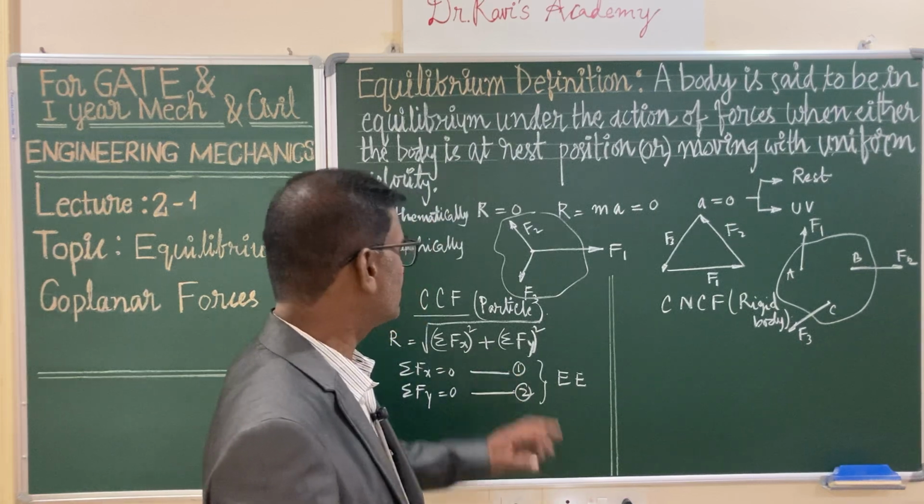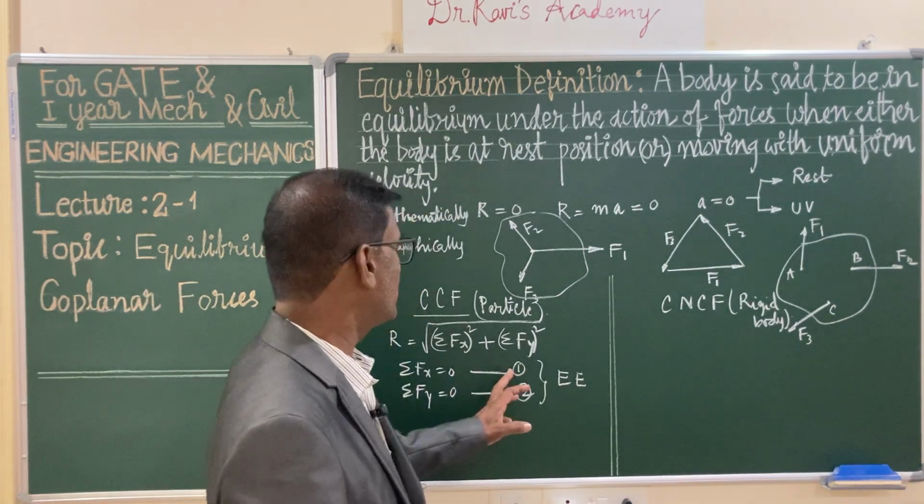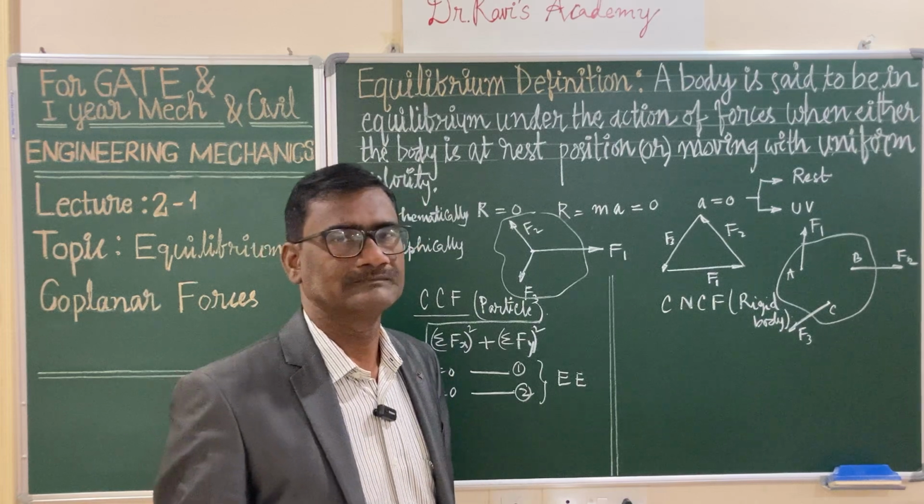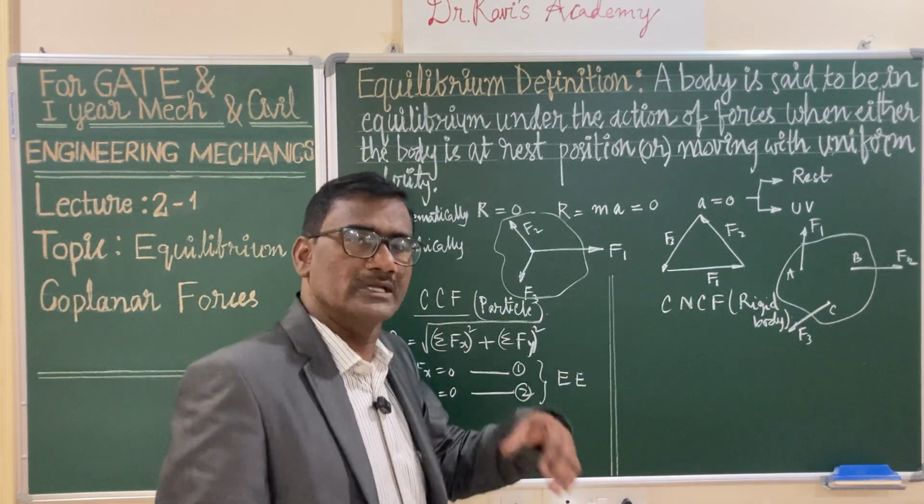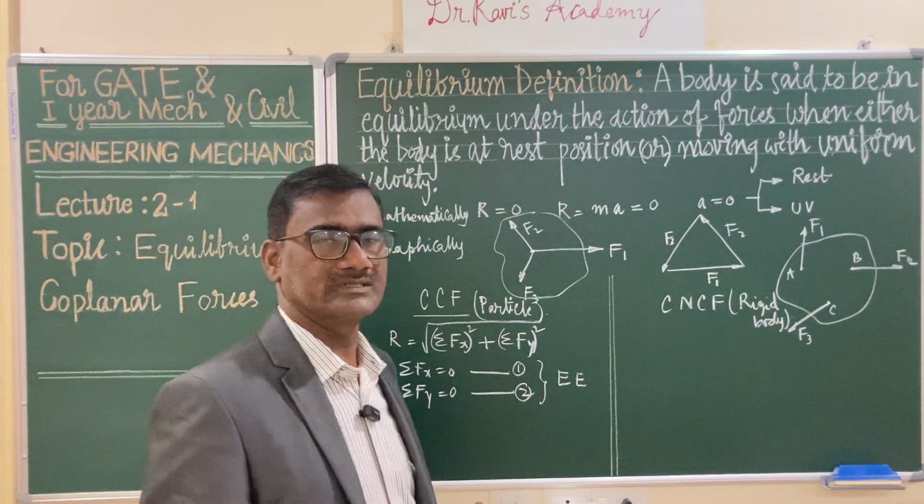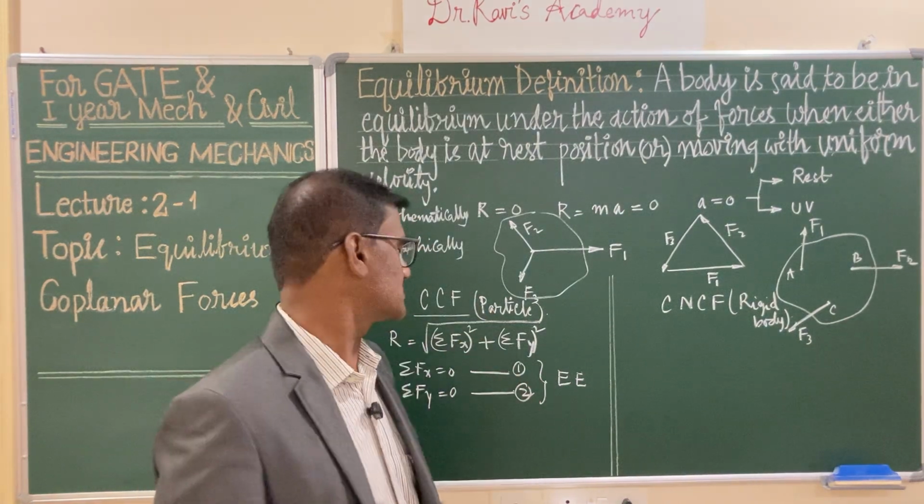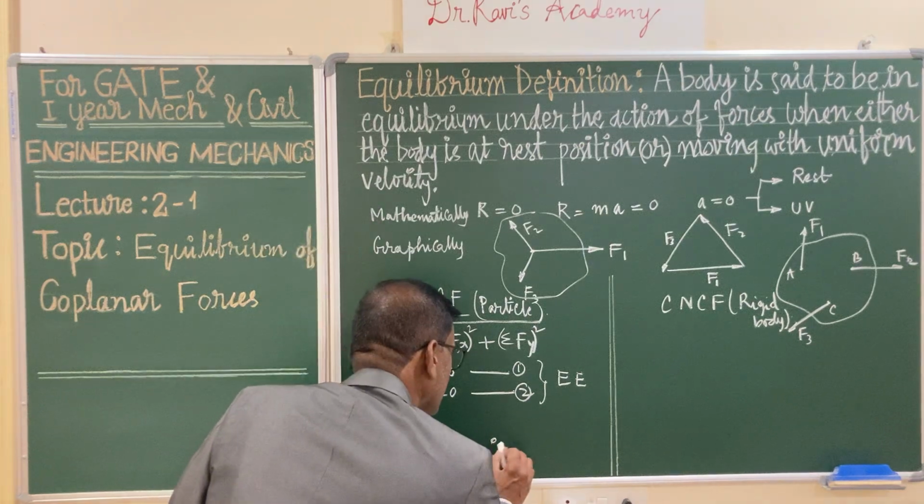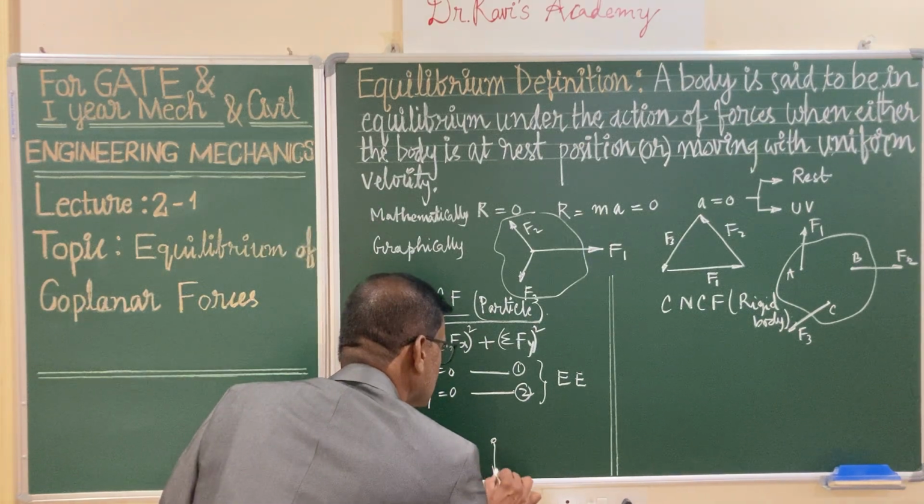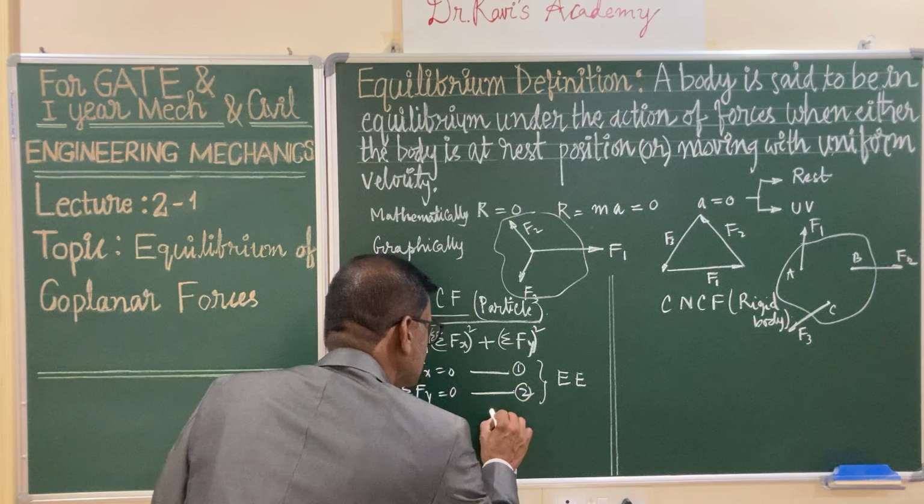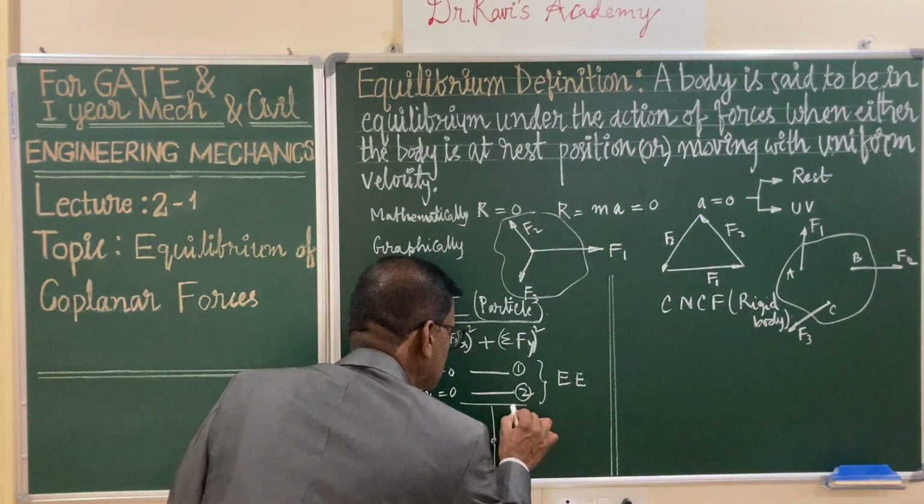And when you have two equations, you can solve for a maximum of two unknowns only. Let us assume that if you have more than two unknowns in coplanar concurrent forces, then the system is said to be a statically indeterminate system. Let us consider an example. Here the weight is acting downwards and it is connected by three cables.